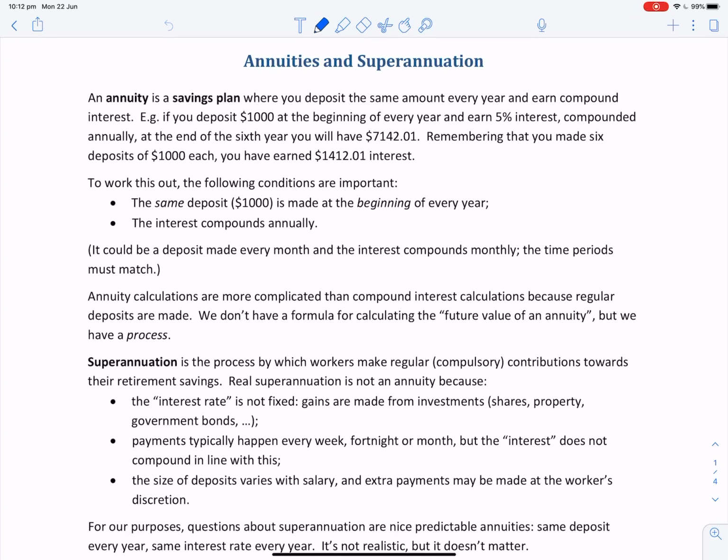This video runs through two worksheets on financial mathematics in advanced mathematics. So we have annuities and superannuation, and after that we have loan repayments.